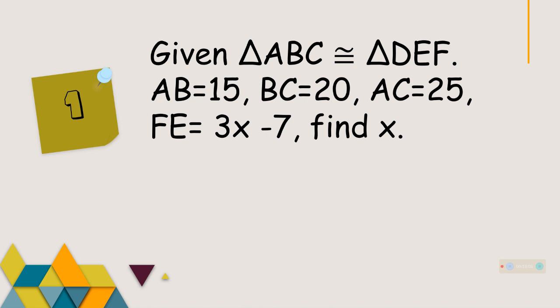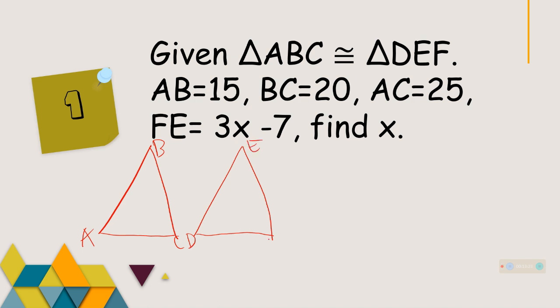Given triangle ABC again is congruent to triangle DEF. You may say, why is it ABC and DEF again? It is for you to master solving those two triangles, but you are given different information. So let us name this triangle ABC and triangle DEF again. We have here AB is 15, BC is 20, then AC is 25, then FE is 3x minus 7.